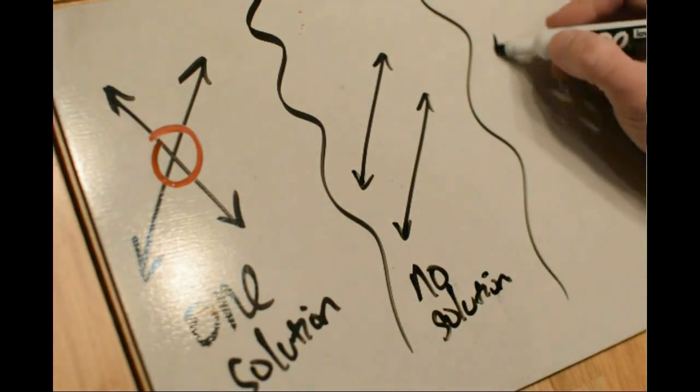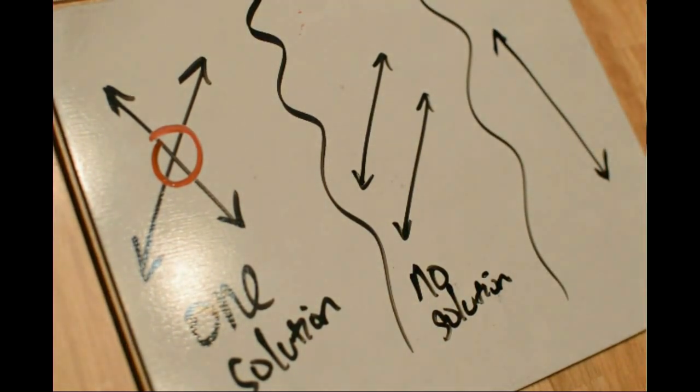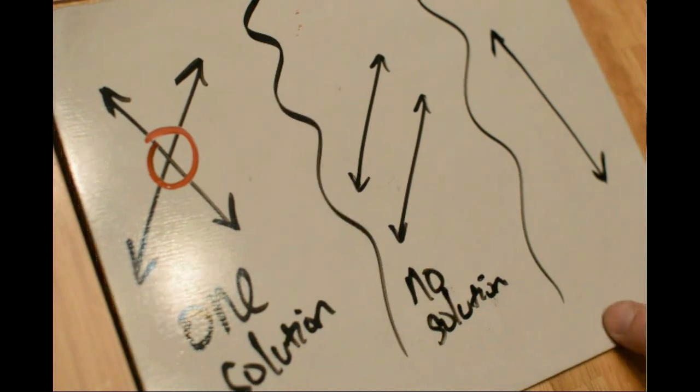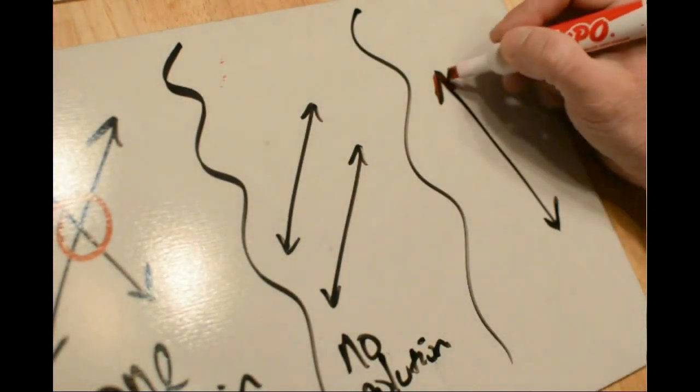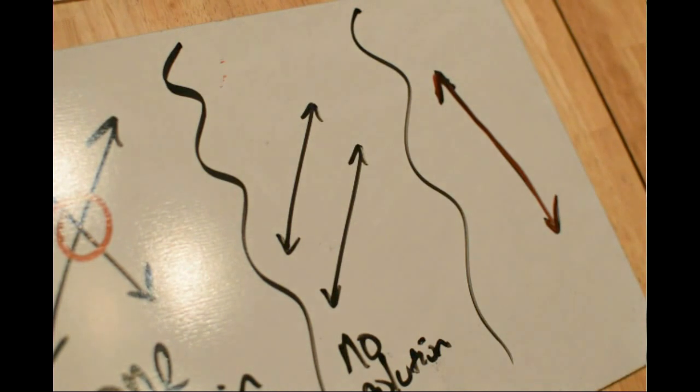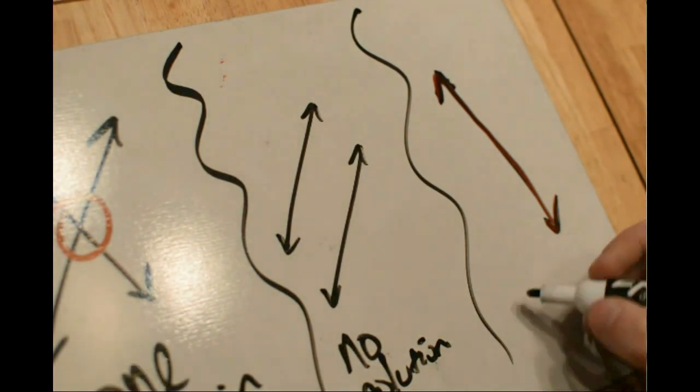The third case, which we just saw, is when we have equations that graph as the exact same line. So if they graph right on top of one another, they intersect everywhere, and what we have are infinite solutions.